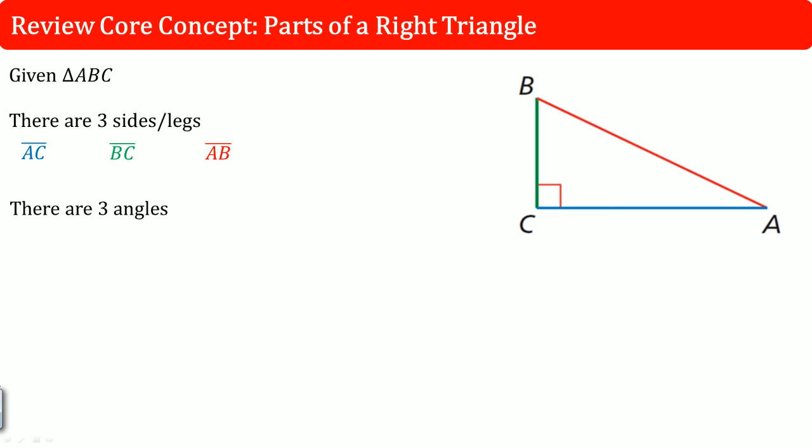Next, there are three angles on a triangle. You have angle A, angle B, and angle C. Angle C is special because that is denoted by a 90-degree symbol. So they say that angle C is automatically 90 degrees.